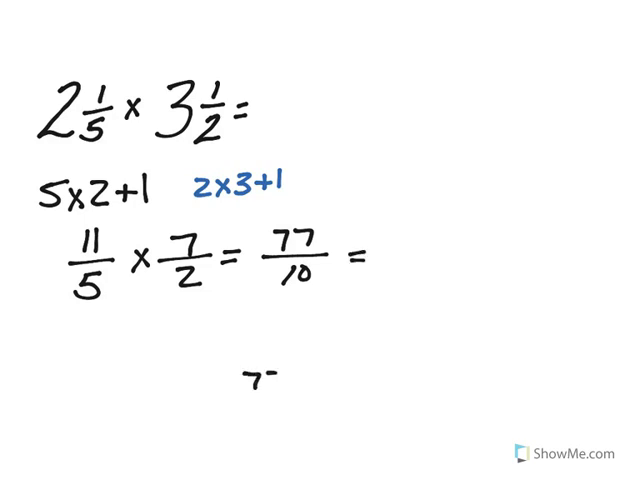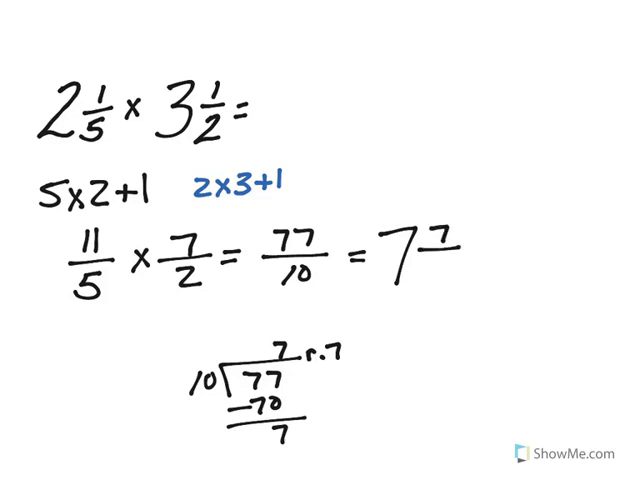When I divide 77 by 10, I know I can get 7 groups of 10 out of 77. 7 times 10 is 70. I'm going to subtract, and I have a remainder of 7. So my answer is 7. My numerator is also 7 because that's what my remainder is. And my denominator stays the same. 7 is prime, so I know its only factors are 1 and 7. And I know that 10 is not divisible by 7. So my final answer here is going to be 7 and 7/10.